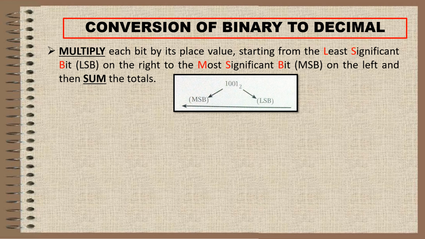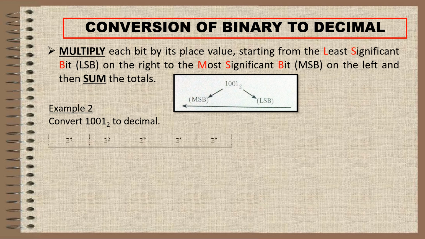Let's go to our example. Example number 2. It says convert 1001 base 2 to decimal. There are several methods of how we can solve this exercise, but I will be explaining the following. First of all, we need to know the number of bits that we have. In our example, we have 4 bits. It's 1001, which gives us 4 bits.